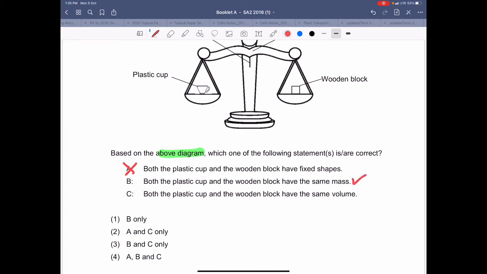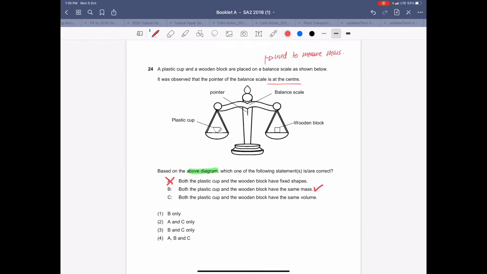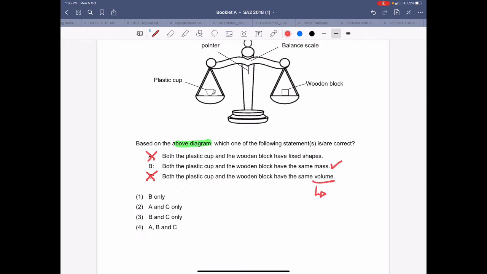Yes, because why? The pointer is at the center. Okay, both plastic cup and the wooden block have the same volume. Nope, you do not have any measuring device. Now, when you want to measure volume, you can use a measuring cylinder to do that.